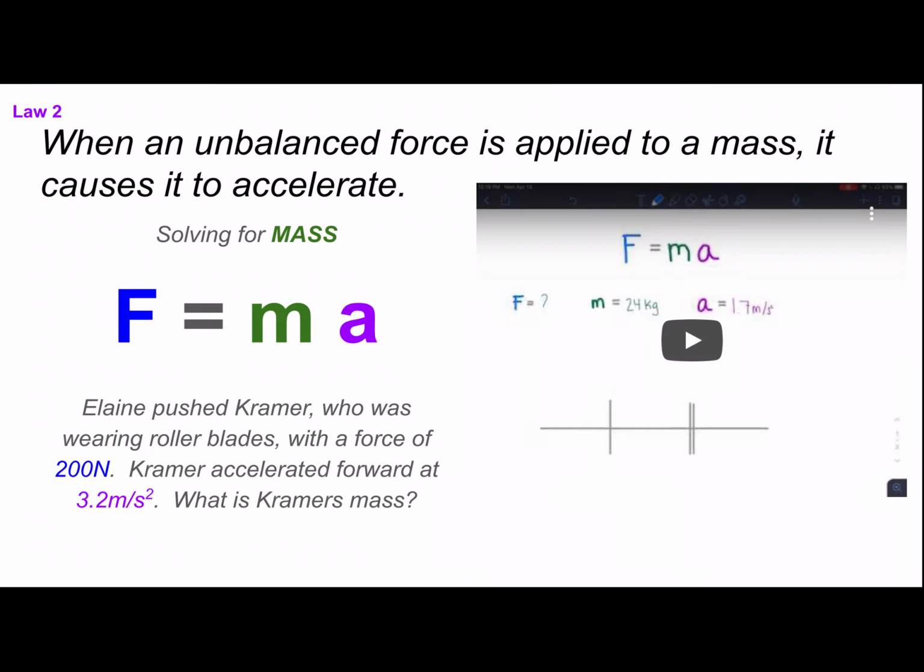All right, next one is solving for mass. Elaine pushed Kramer, who was wearing rollerblades, with a force of 200 newtons. Kramer accelerated forward at 3.2 meters per second squared. What is Kramer's mass? And for this problem, we are assuming that no other forces are acting upon Kramer, so nothing like friction or air resistance, so don't let that throw you off. Pause your video, try this calculation on your own first. When you're ready for an answer, press play.